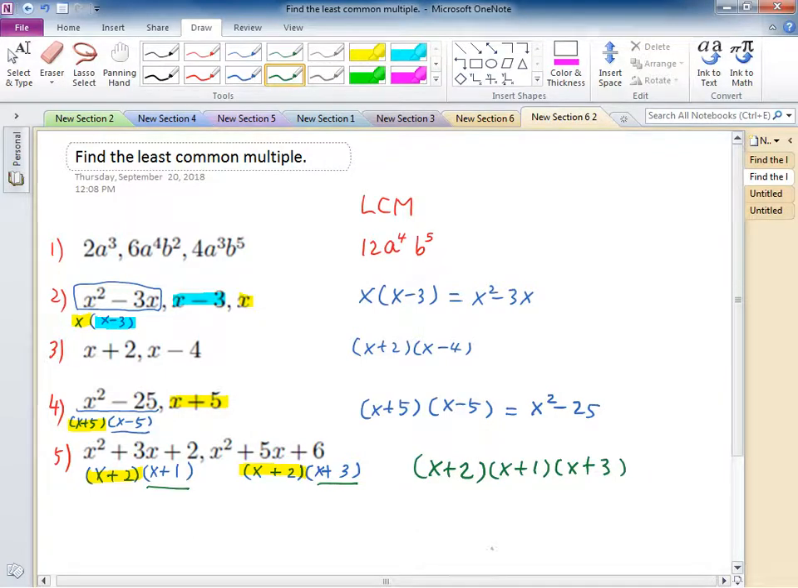When we are going to use this least common multiple, when we add rational expressions, we need to use the least common multiple as the same denominator. Okay? So that's going to be the same lesson from yesterday.